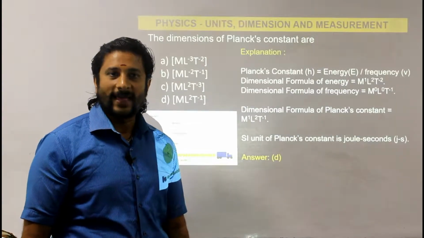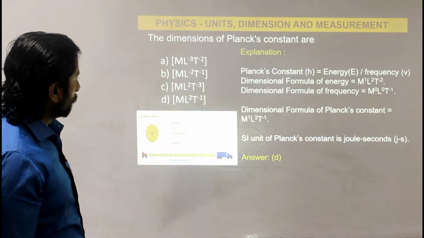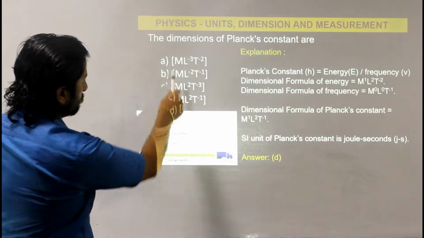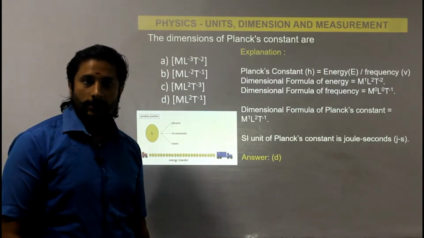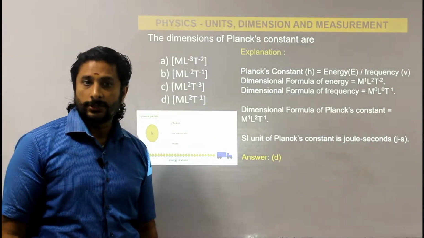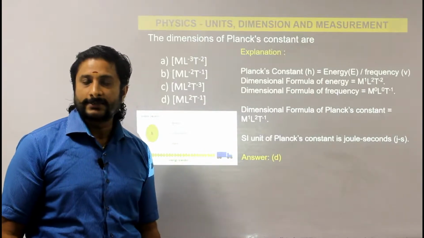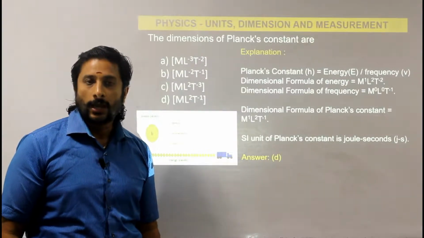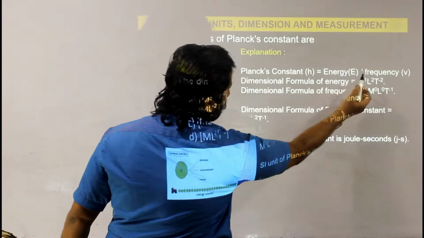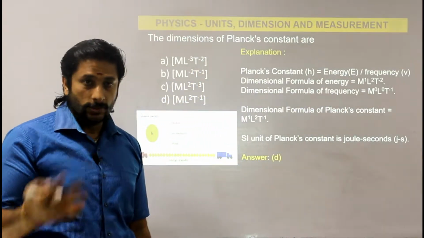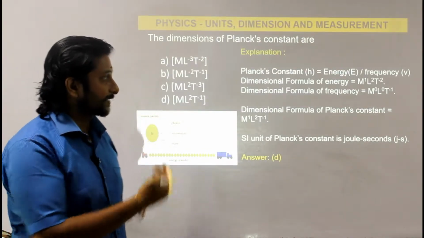The dimensions of Planck's constant. So this is the question. We got an option of 4 things. These are the 4 options available. If we talk about Planck's constant, the energy emitted as packets, light packets, is termed Planck's equation, and this is generated with the formula energy divided by frequency. The energy of an object divided by the frequency of an object will give the Planck's constant.